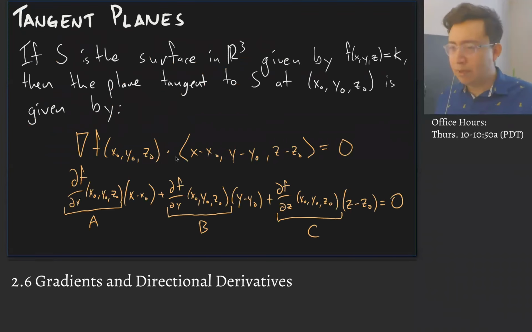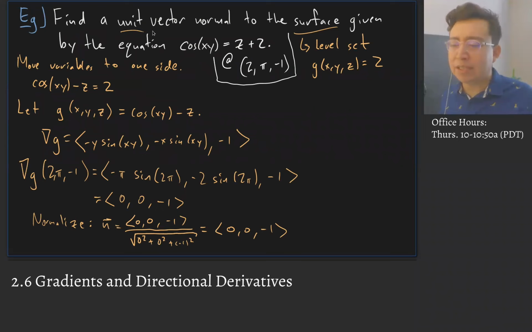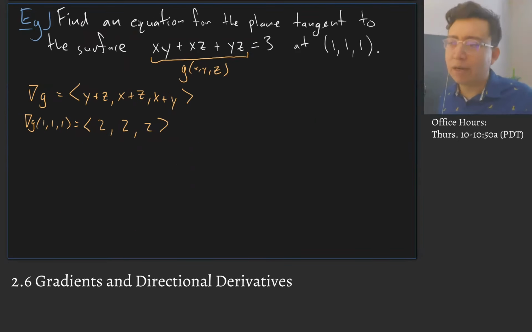Now, the problem up here asks specifically for a unit vector. Over here, it's not asked, and we don't need a unit vector because we're not computing a directional derivative. We're just computing the equation for a tangent plane, and for that it's totally okay to not use a unit vector. So here we're going to use this 2, 2, 2.